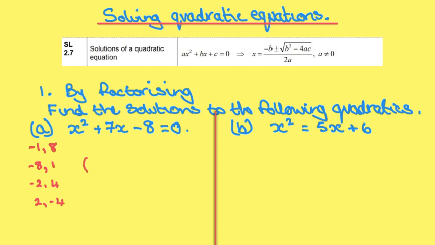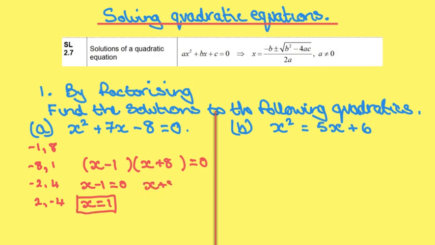So we can now put it into our brackets. So we get x minus 1, x plus 8 is equal to 0. So that means x minus 1 is 0, so x is 1 as one of our solutions. x plus 8 equals 0, so therefore x equals minus 8 is our second solution.